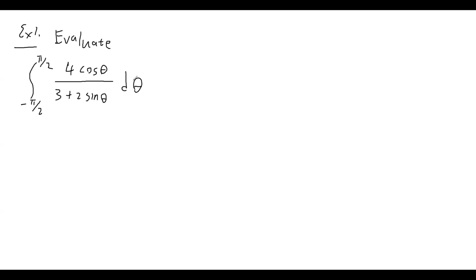All right, so let's see. We have 3 plus 2 sine theta in the denominator. Right, now we have 4 cosine theta in the numerator. Now the derivative of sine is cosine, right? So we see some sort of chain rule happening here. All right, so let's try doing u sub, right?